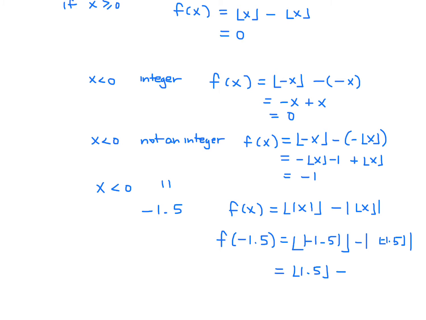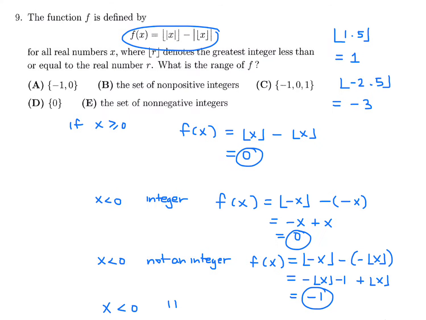Okay. And then the bracket of negative 1.5, remember, is the greatest integer less than that, so that would be negative 2. Absolute value of negative 2 is 2, and I get 1.5 minus 2, which is negative 1. So I got negative 1. And those are the only values I can get. It'll be either 0 or negative 1. So therefore, those are the only two, and the range would be, what are the answer choices? Number 9 is A. Negative 1 or 0 are the only possible outcomes for f at x.